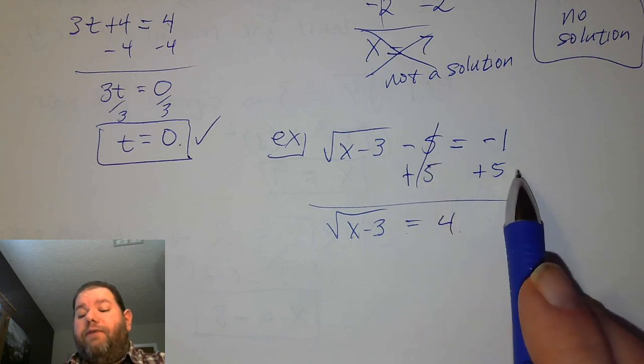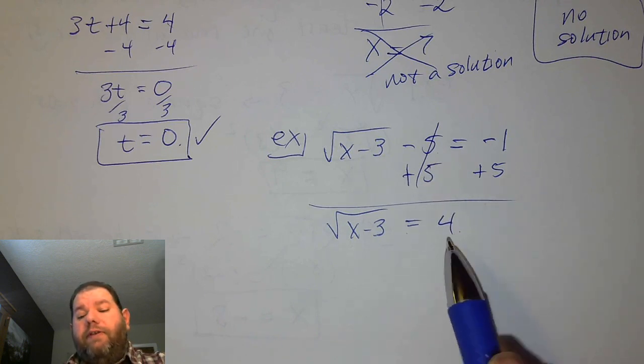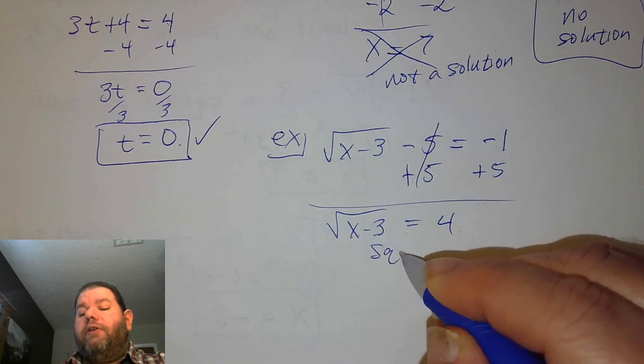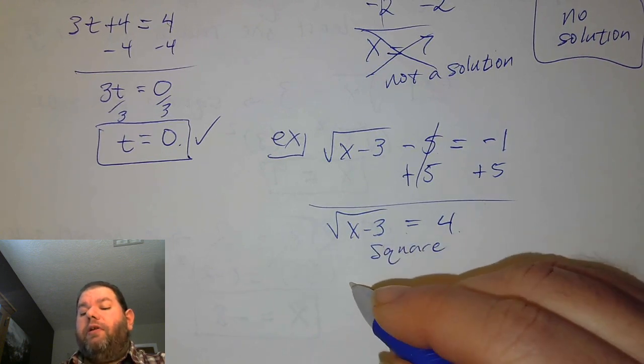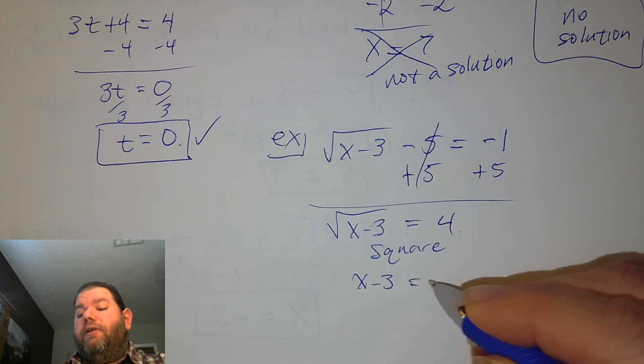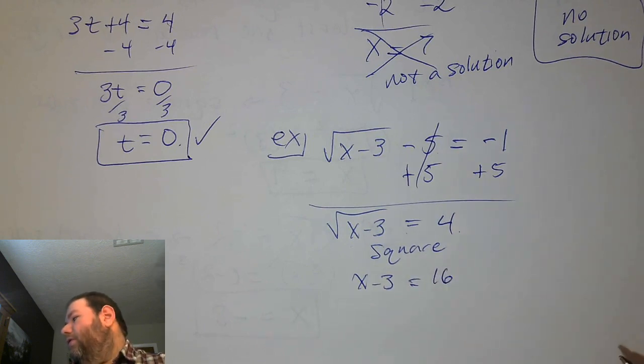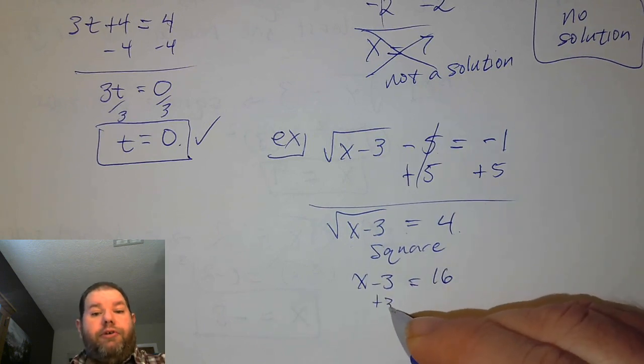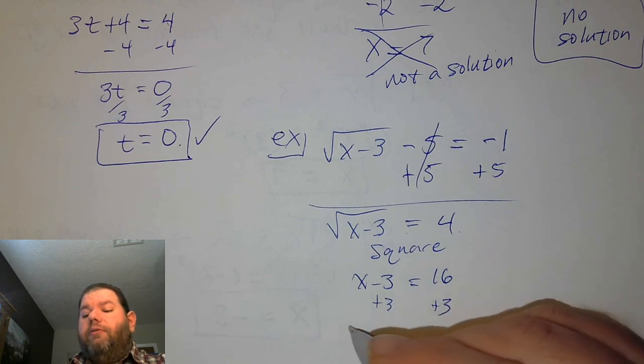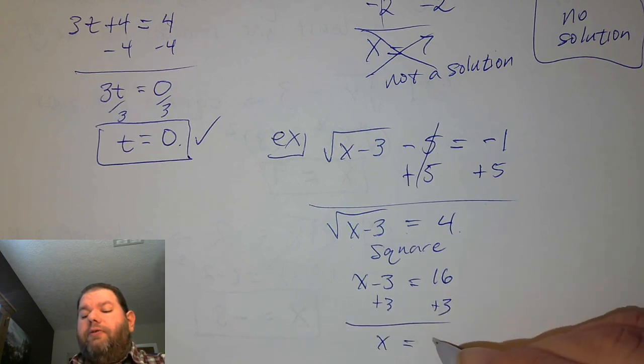So we add the 5 first. We now have a 4 on the right-hand side. Now we can square. So x minus 3 is equal to 16. And then we can just add our 3 over after that. And we end up with x equals 19.